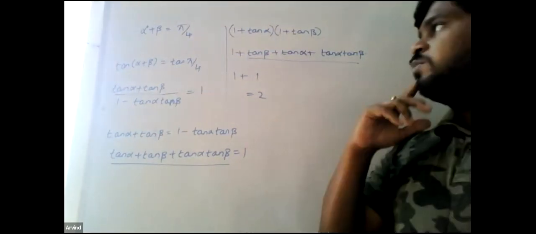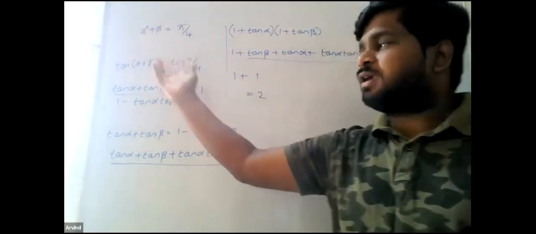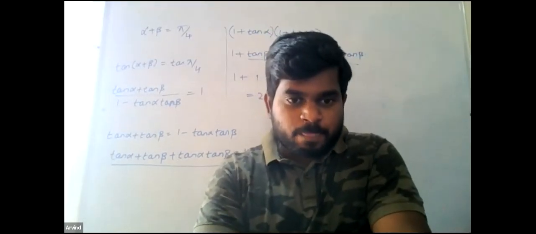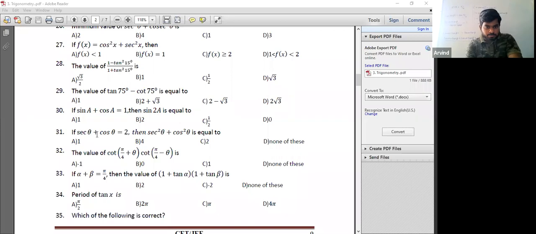So it's very simple. Obviously, when alpha plus beta is given, use the tan of alpha plus beta formula. Okay, let's go to the next question. Period of tan x. This is very easy. What is the period of tan x?